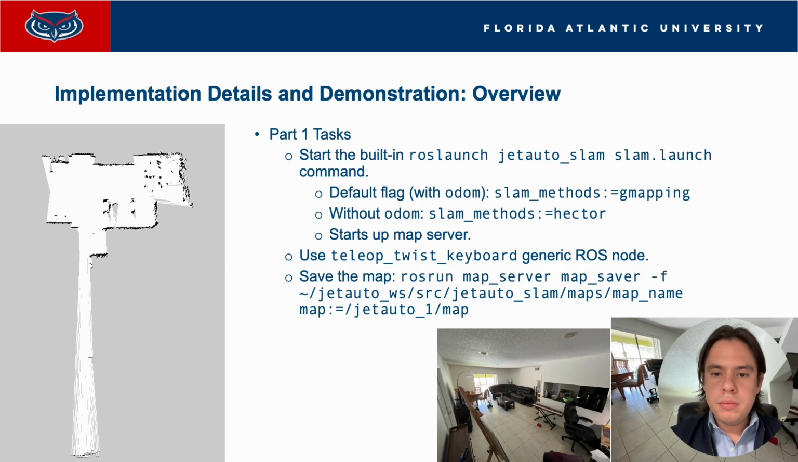After that, I basically saved the map using the map server node, which you can see at the end. Task 1 completed. You can see the generated map on the left and some pictures of the room on the right, and that's a long hallway, so it was very accurate.